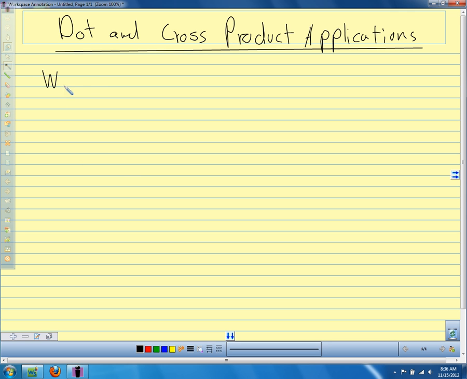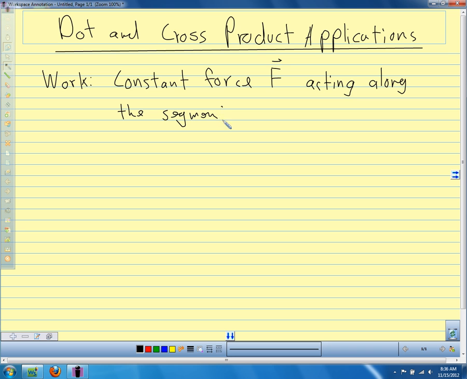So let's remember we talked a little bit about work before, and we said that work done by a constant force, and we'll represent force by a vector, constant force F acting along a certain direction, segment from point P to point Q. So the work done by that force is just the magnitude of the force times the length of the magnitude of the vector between the 2 points. So just the force times the distance is what we're talking about.